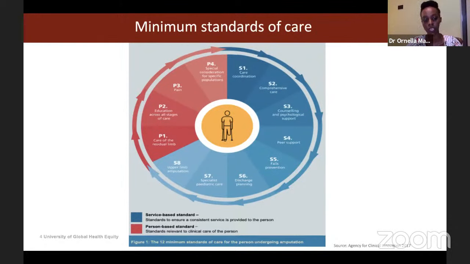The pain should be monitored throughout the hospital process. And for people with special needs, like older people and some other special populations, like people who underwent amputation but are involved in higher sports, they should have comprehensive care tailored to their special needs. Next slide, please.